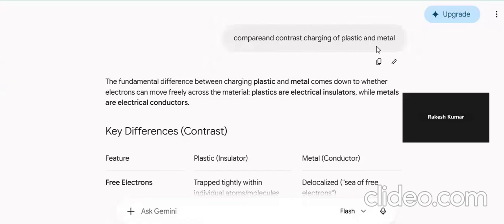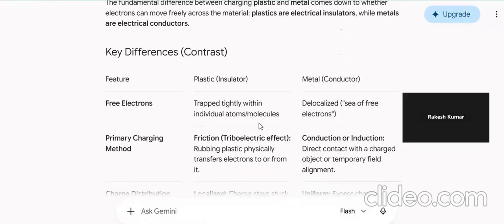When you rub a plastic scale on your hair, you can charge it. A metal scale won't charge. You can only build up electrostatic charge on a plastic scale by friction. The primary way is friction. Just rub it, and electrons get transferred. But metals you cannot charge by friction. You need conduction or induction.